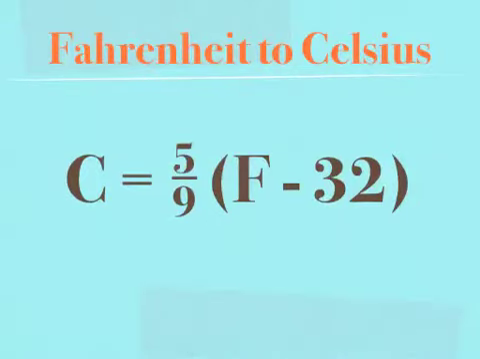When we're converting from Fahrenheit to Celsius, so if they give you degrees Fahrenheit and you want to change it to degrees Celsius, you're going to use the formula C, for your degrees Celsius, equals 5/9 parenthesis F minus 32, where F stands for the degrees Fahrenheit. Let's practice a couple of these.